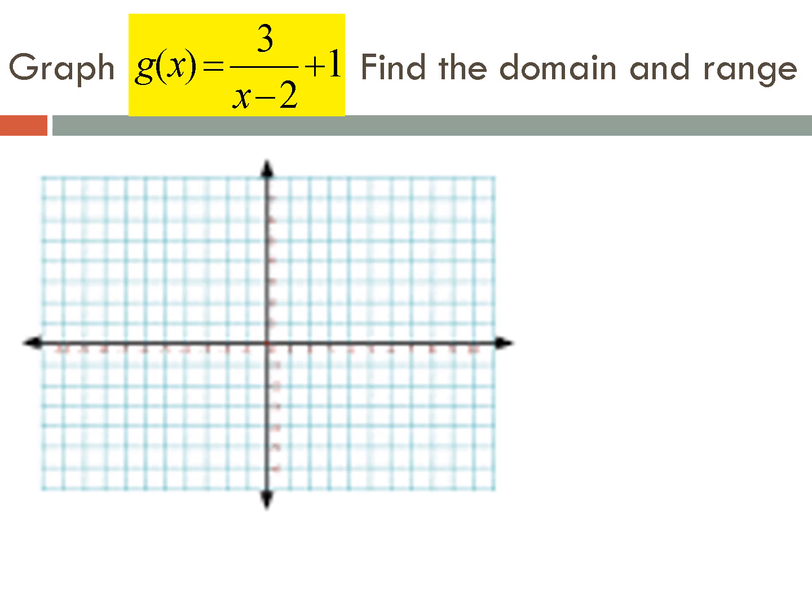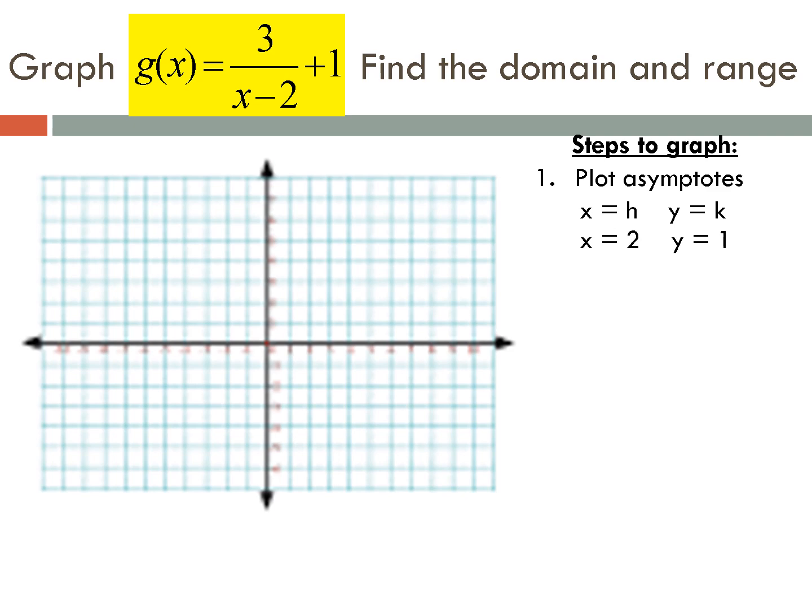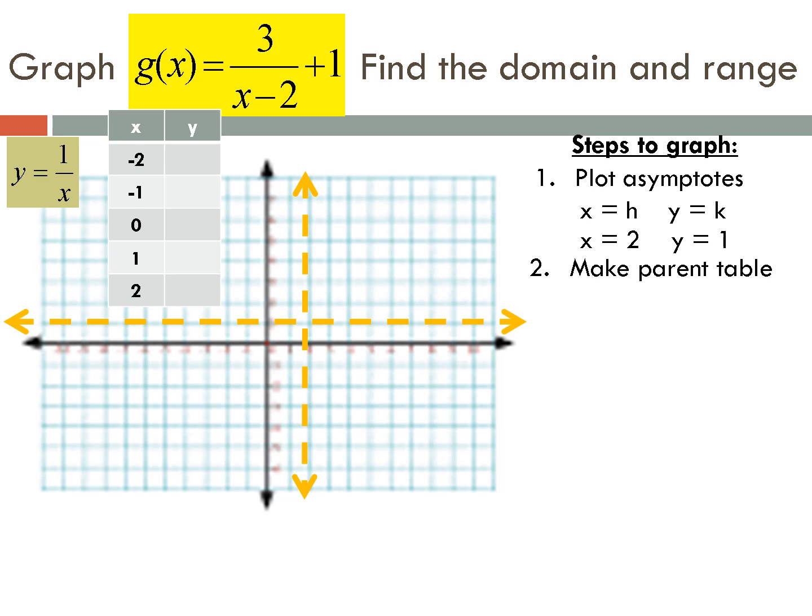Okay, now let's talk about how we graph this. There's a step-by-step process. The first thing you want to do is plot your asymptotes. Well, we found out on the last slide that I have one asymptote at x equals 2, and I have the horizontal asymptote at y equals 1. So that's the first thing we're going to do, is plot those asymptotes. Step 2 is you're going to make your parent function table. Well, if you remember, it was -2 to 2, and then -0.5, -1, undefined, 1, and 0.5. There's my parent function.